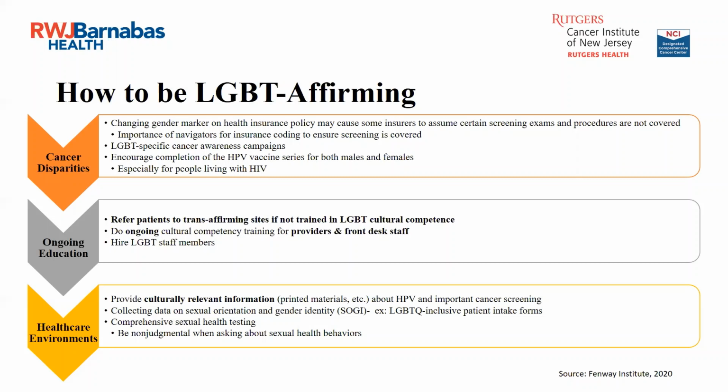For example, if a transgender man has changed his gender marker to male and he still has a cervix, an insurance company might assume that because his insurance policy says male, a pap smear should not be covered or an HPV test should not be covered. In order to address this issue, in order for you to be an LGBT affirming agency, you want to have navigators for insurance coding at your agency to ensure that things are coded so that it's still covered.